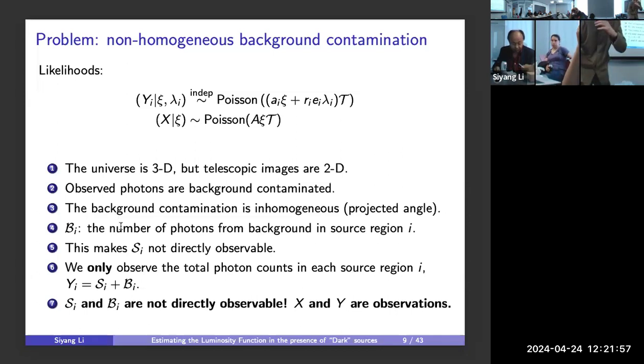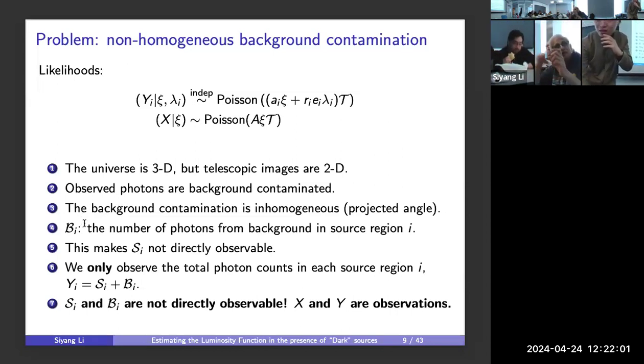Do you mean how far away from the aim point, from the center of the image, it is? Yes.